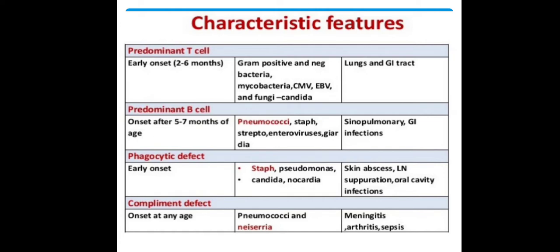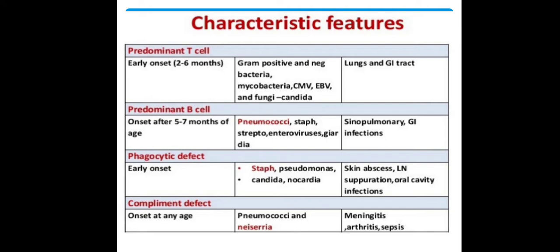The reason is maternally acquired antibodies. Babies have antibodies against certain diseases and certain organisms, which they acquired from their mother. Until these antibodies are cleared away from their blood, they don't become symptomatic. Once they are cleared of these antibodies, the babies will start showing some features of immunodeficiency. So T cell defects present early. B cell defects present a little late.